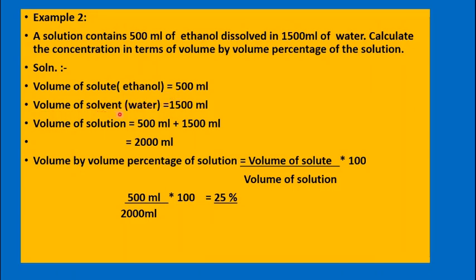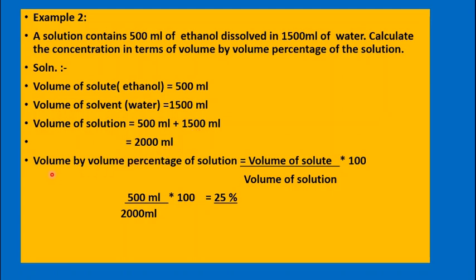The volume of the solvent, that is water, is given as 1500 ml. Therefore, what is the volume of the solution? The solution is nothing but the volume of the solute plus the volume of the solvent, which is 500 plus 1500 ml, which is equal to 2000 milliliters.